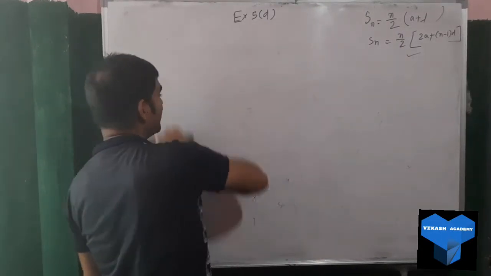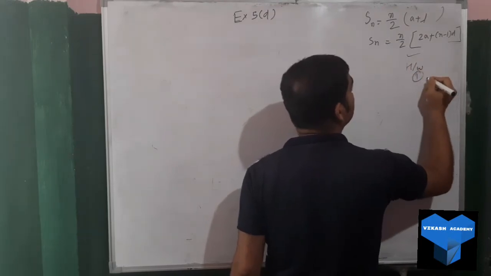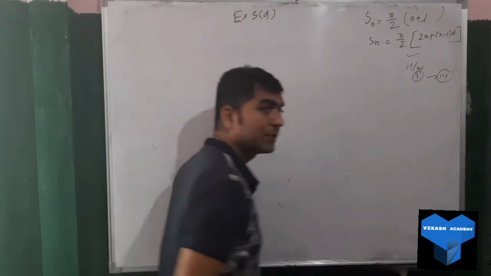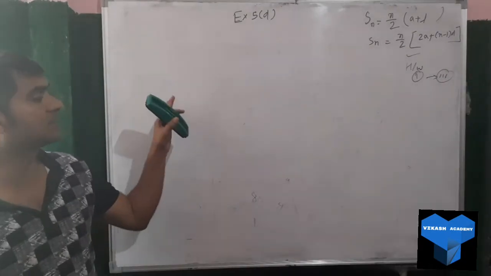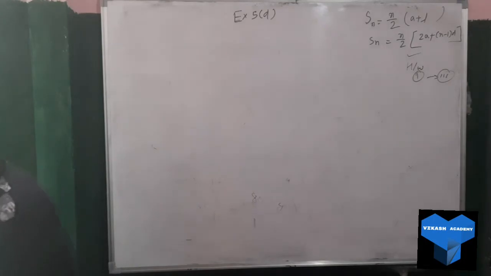Before that, you will write down your homework. Your homework will be question number 1, subdivision 3. You will try this by yourself, with a similar method. You have to use the same formula. Now let us move to question number 2.